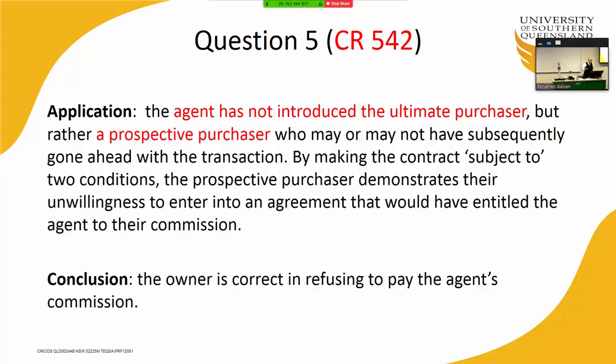So the agent has not introduced the ultimate purchaser, but a prospective purchaser who may or may not have subsequently gone ahead with the transaction, and by making the contract subject to 2 conditions, the prospective purchaser demonstrates the unwillingness to enter into an agreement that would have entitled the agent to their commission.